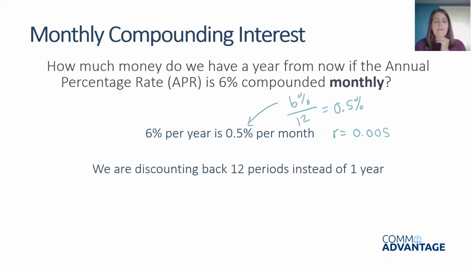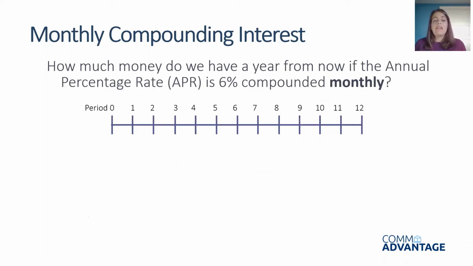So just watch that. And so the other thing we want to recognize is that we're compounding forward 12 periods instead of 1 year. So if we're looking at this in our picture, it's not just us going from year 0 to year 1, it's us going from month 0 all the way up to month 12. So we're going to take that amount and we're going to apply that 0.5% interest rate each period. And so you're going to end up applying that 0.5% 12 times.